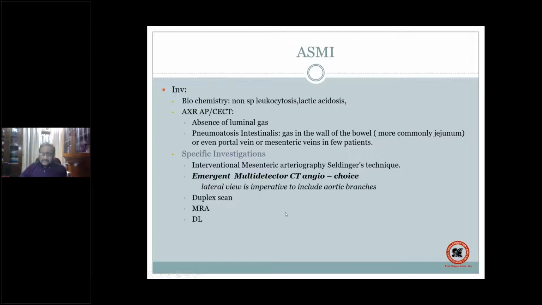A lateral view is imperative. Remember why? Because it has to include the aortic branches, all the aortic branches have to be visualized. A duplex scan can also be tried out. MRI could be done, MRA, that is basically the magnetic resonance arteriogram, or you can do a diagnostic laparoscopy, which would show you that the bowel has undergone gangrenous changes.